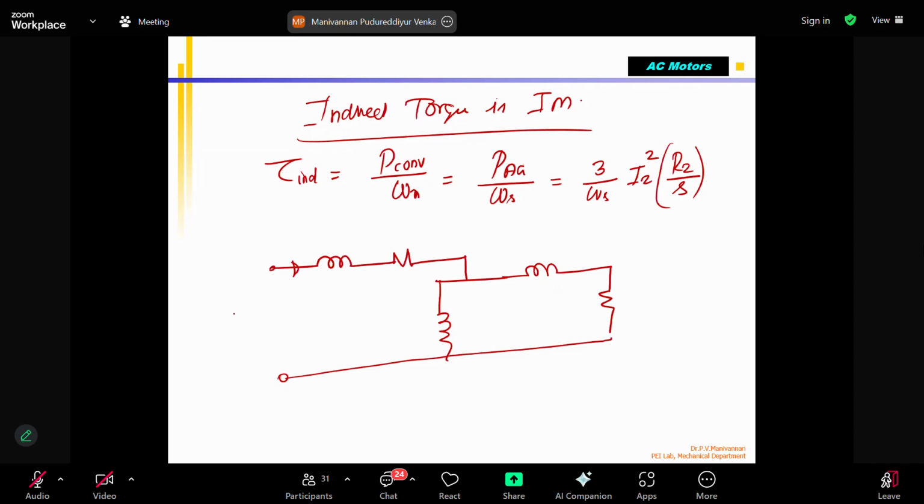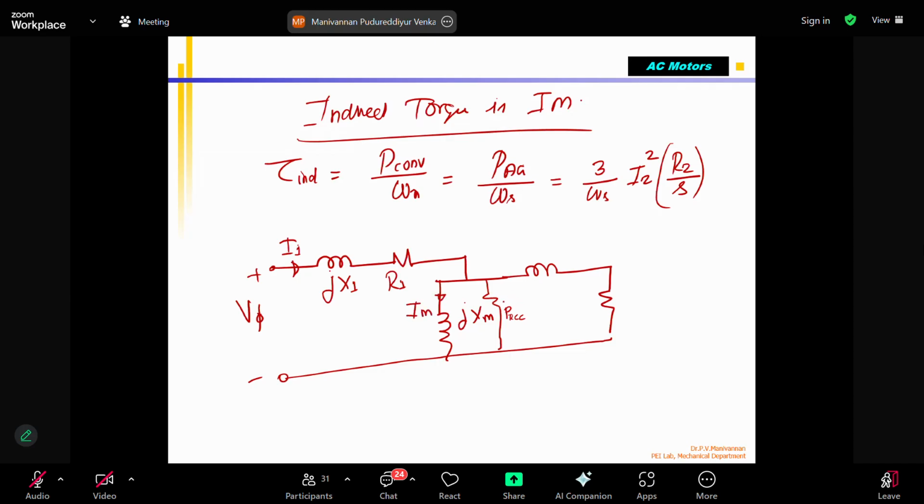this is V phase, the input voltage we are giving to the stator. This is the current I1, the stator current. We are talking about the equivalent circuit. This is jX1, the stator reactance. R1 is the stator resistance. And jXM, the magnetizing reactance. And of course, you have another resistance, R_C, the core loss resistance. Okay. This is called IM.